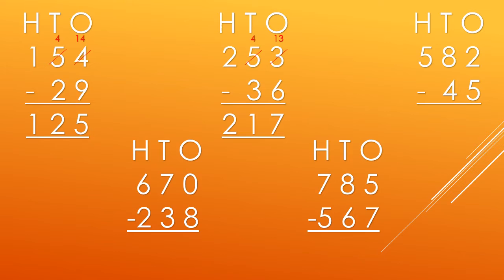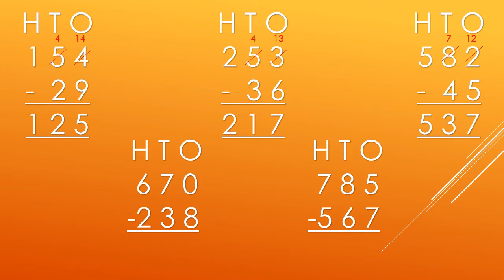Next example, 582 minus 45. Children, again we cannot subtract 5 from 2, so we will borrow. 8 becomes 7 and 2 becomes 12. 1 tens plus 2 ones equals 12. 12 minus 5 equals 7. 7 minus 4 equals 3 and 5 is single number here, so we will write 5. So 582 minus 45 equals 537.